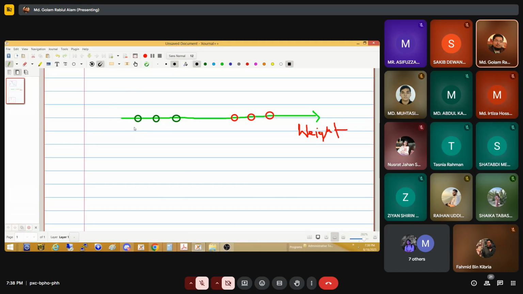This is maybe 45 kilograms, and the weight of the second subject is maybe 50 kilograms, and this is 55 kilograms. And this, maybe you can consider, is 65, and this is 70, and this is 75 kilograms.